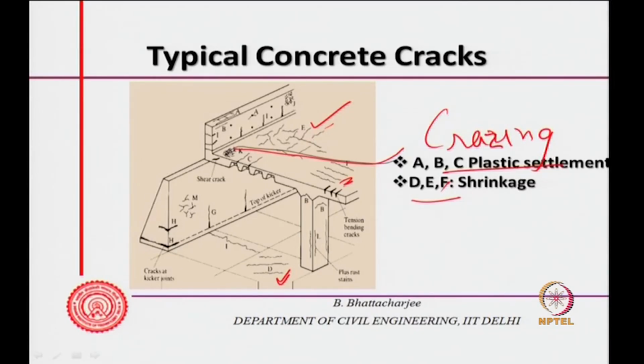This will be largely surface. It might look like this at the surface, but if the section is thin, you might get them through and through also. So, these are the shrinkage cracks actually.